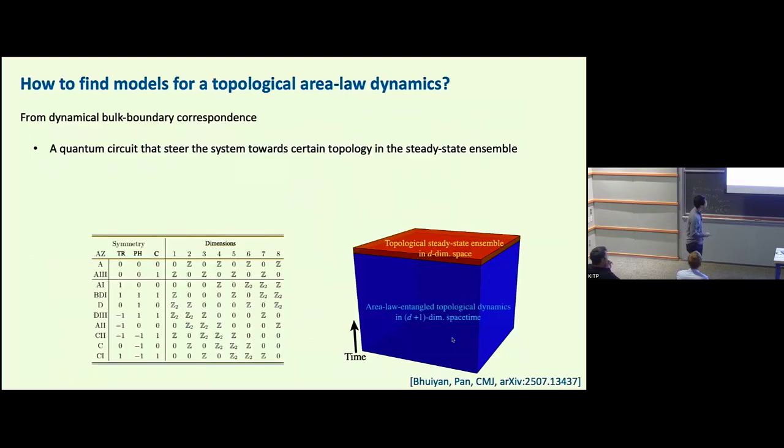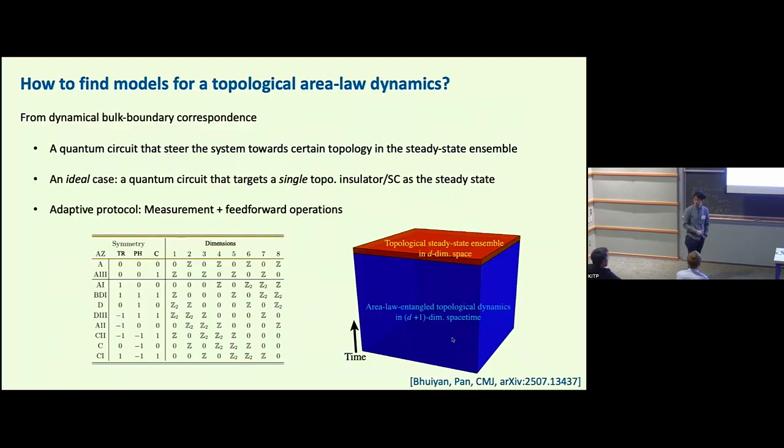So this dynamical bulk boundary correspondence also gives us a general recipe to construct the other states that are difficult to imagine in general dimension. Because now if you do want a quantum circuit model to realize these topological dynamics, you have a simple design principle. You just try to find a quantum circuit that can target certain topology in your final state ensemble. And you can even try to do better. Let's just say I want something better than a final state ensemble that could still be random. I want one state that shows up in the end, all right?